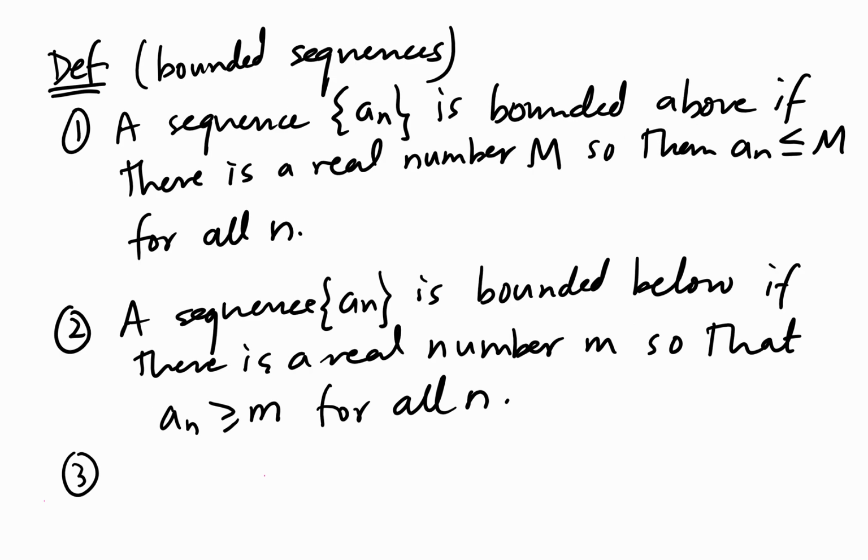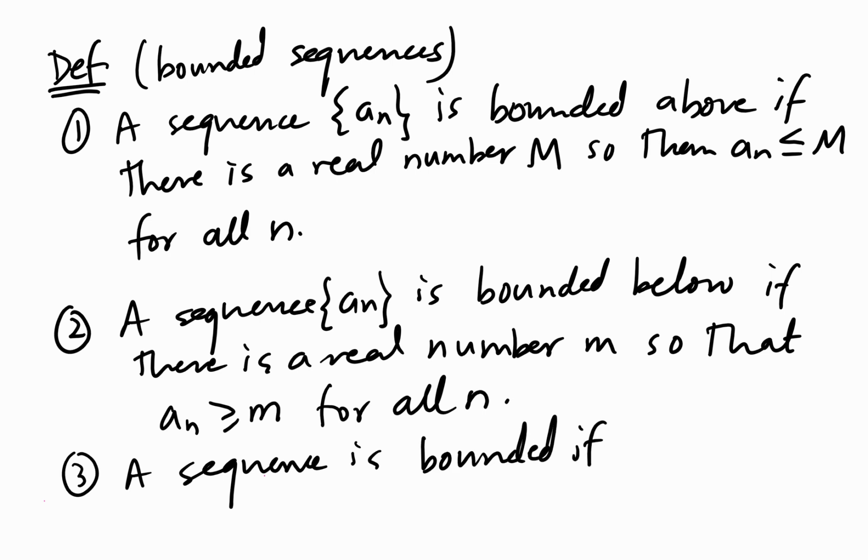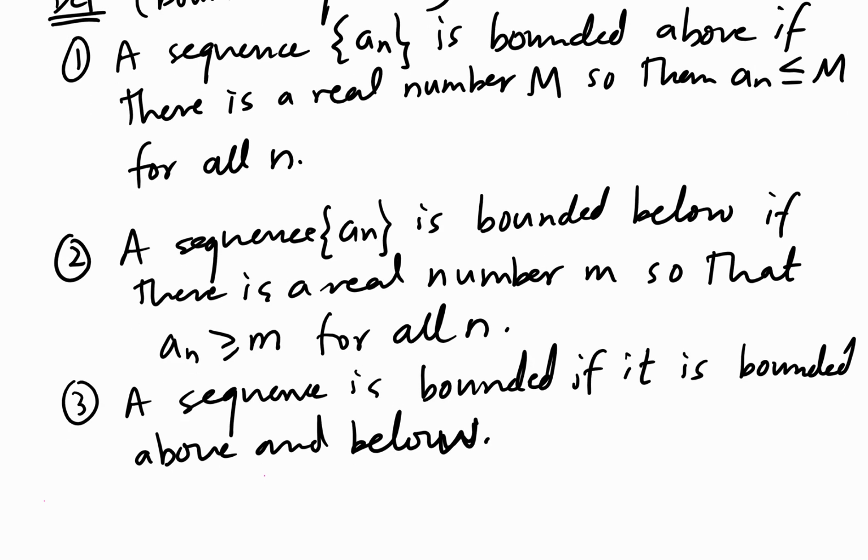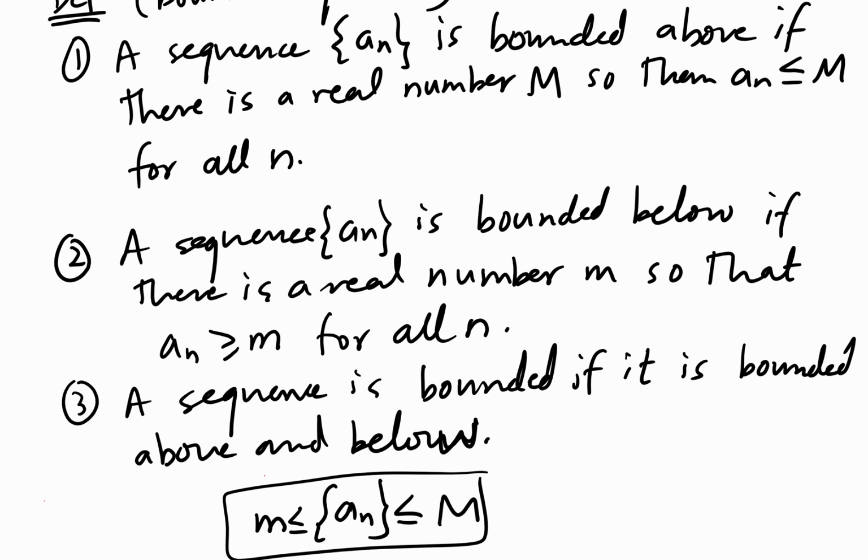Three. A sequence is bounded if it is bounded above and below. So it will look like this: a_n is bounded by small m and capital M. That's called bounded. So it doesn't go to infinity on the top or the bottom. It doesn't go forever.